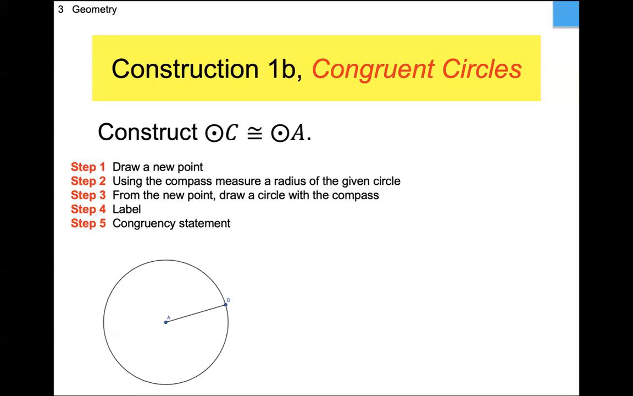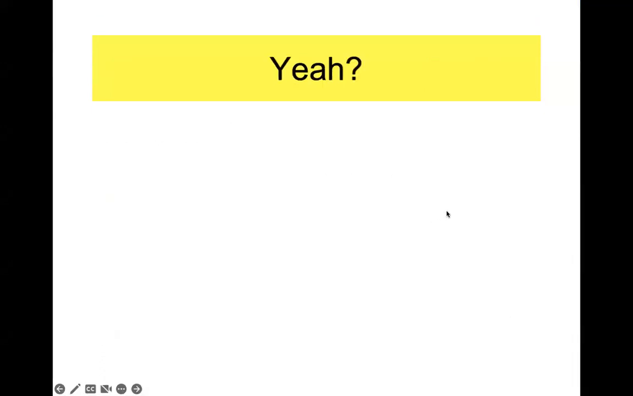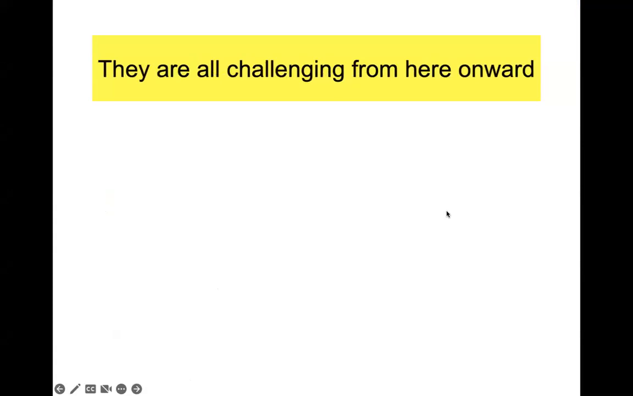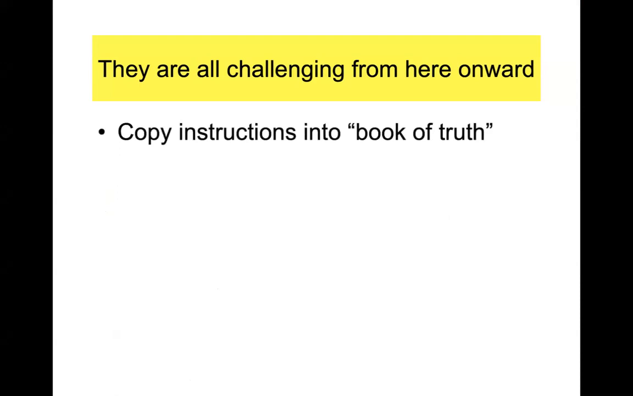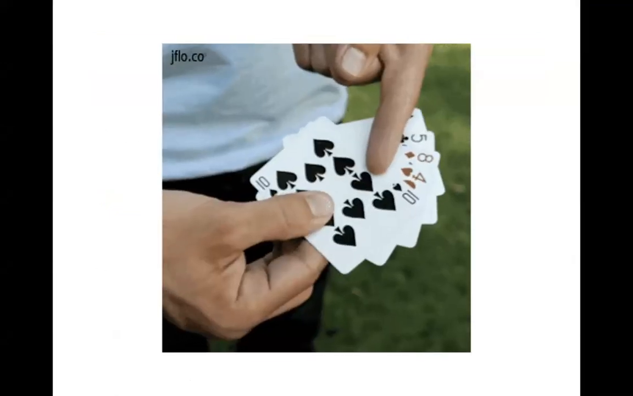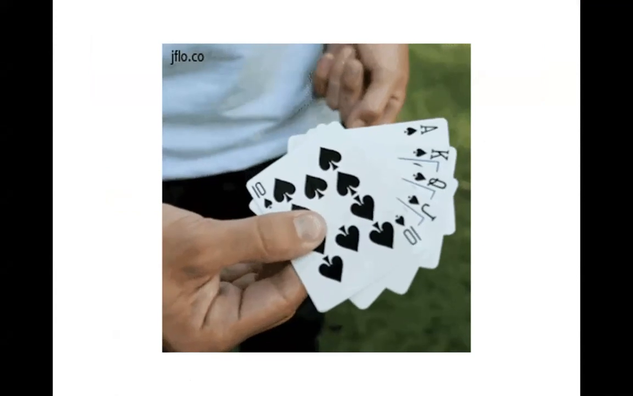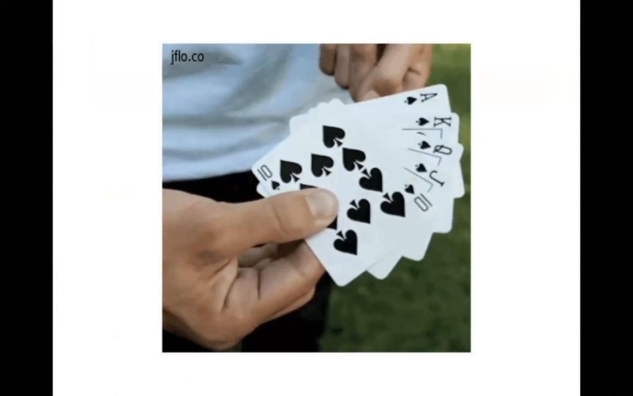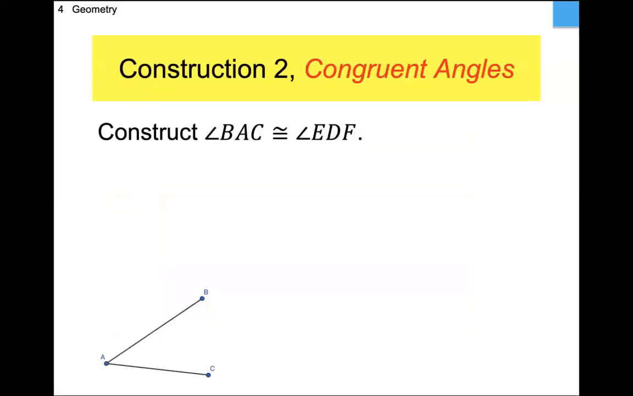All right. So those are our first 2 constructions, pretty straightforward. The next constructions, I'm not sure if challenging is the word I would use to describe them, but they're certainly far more challenging than the 2 we just did. Remember, we're going to copy all the instruction in our book of truth. You need to make sure you understand the steps that I'm doing, and a little bit of practice goes a long way. So this is going to look like a trick. Well, that actually is a trick. It's going to look like a trick, but I will explain why it works.